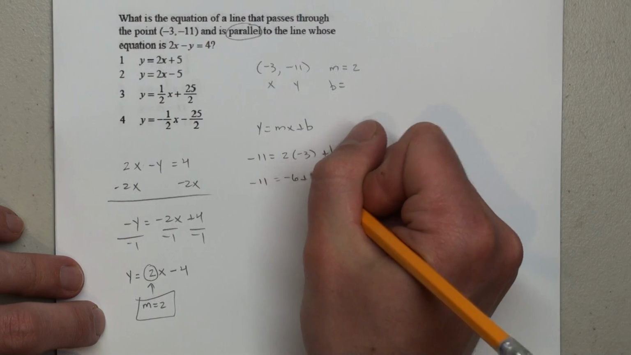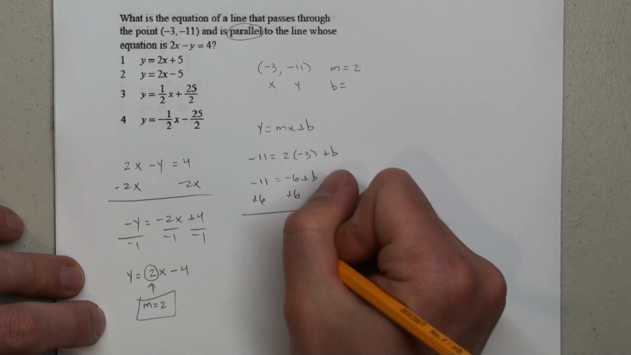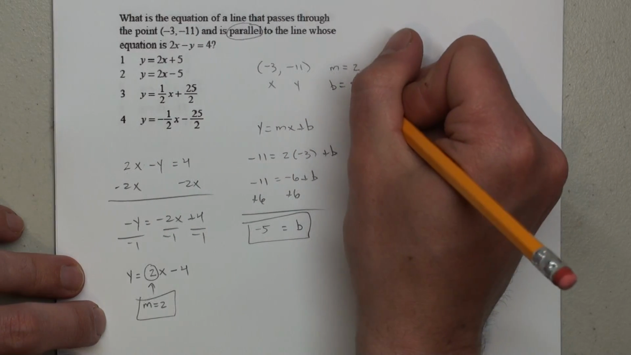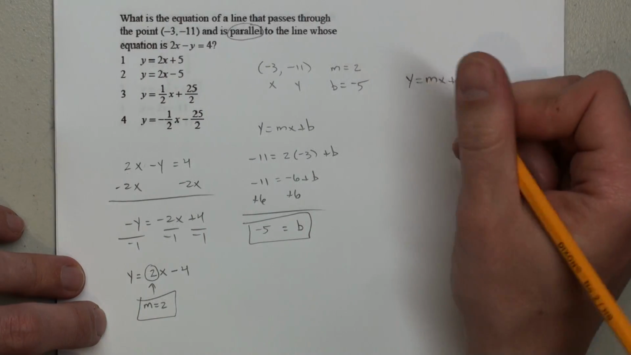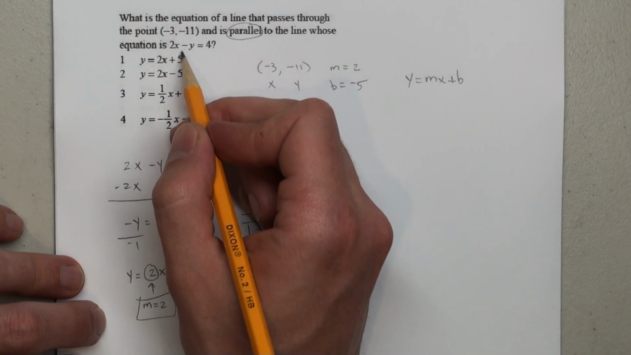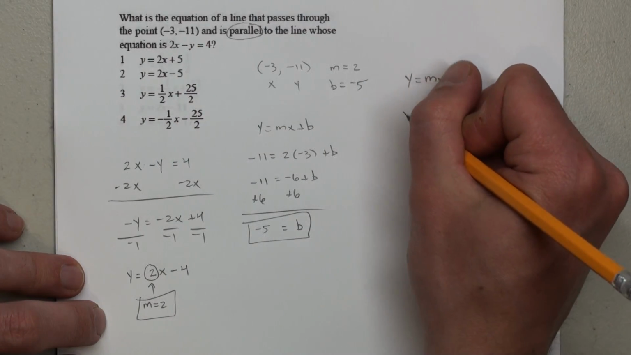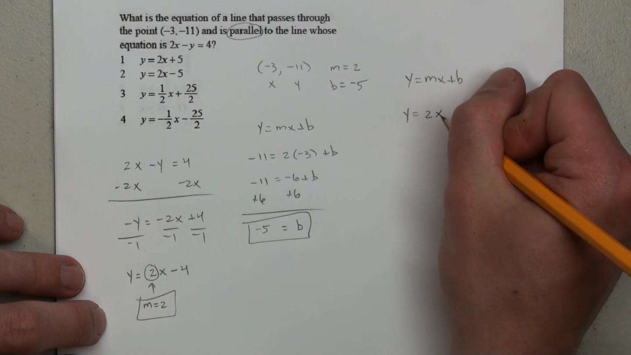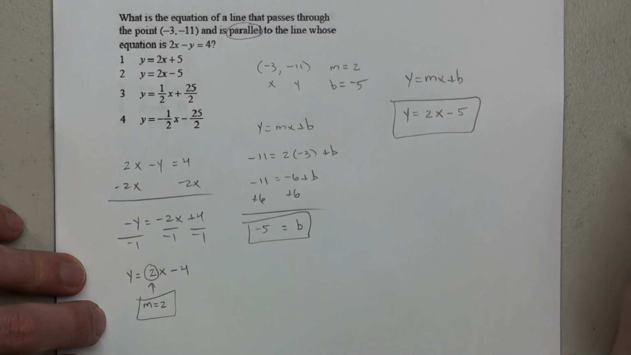M is 2, x is negative 3, and plus b is what I'm looking for. Negative 3 equals negative 6 plus b. Add 6 to both sides. Lo and behold, b is negative 5. Now I can write the equation of my line, which is parallel to this line, and it goes through this point, which is very nice. y equals, my m is 2, and my b is minus 5. That's it.